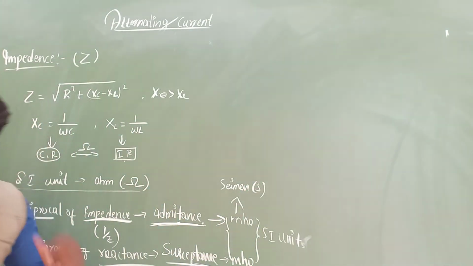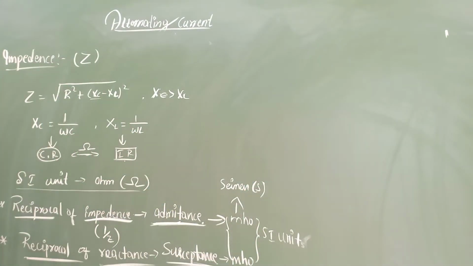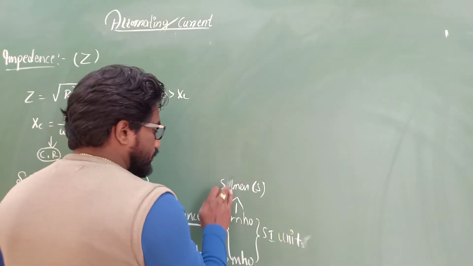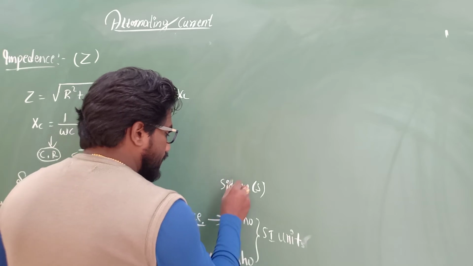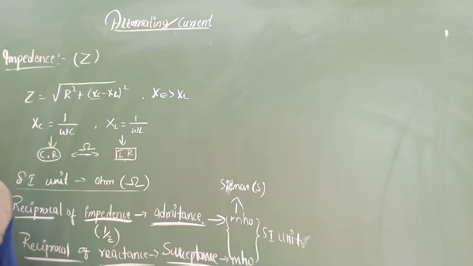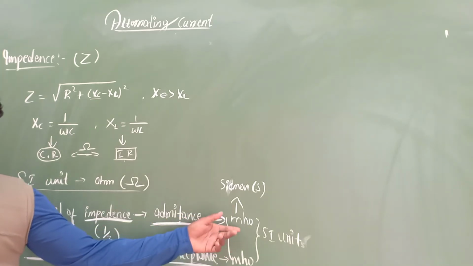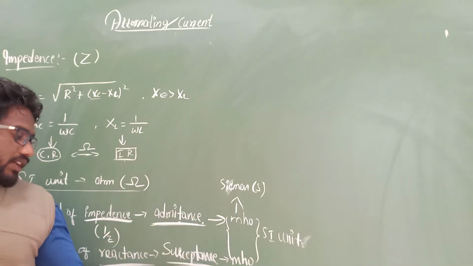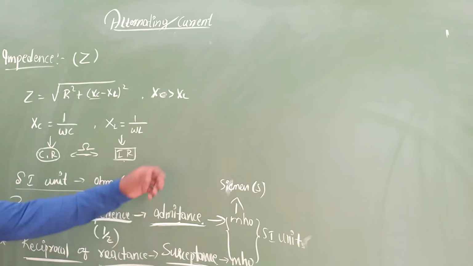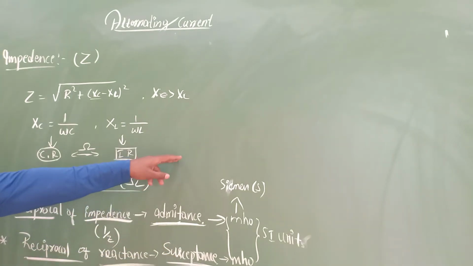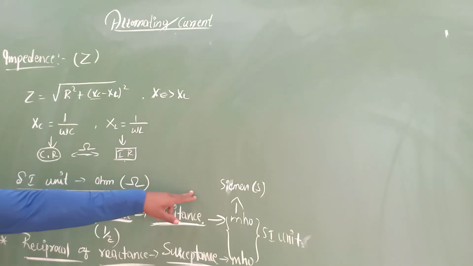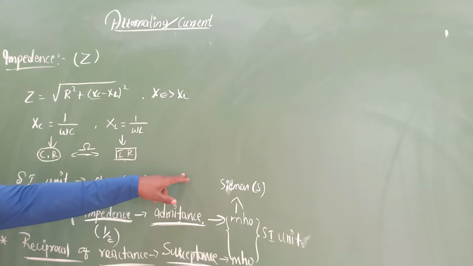Wait a minute, let me check the spelling. Siemens. So that will be the SI unit of admittance as well as susceptance. We can write it as mho, or else we can also write it as Siemens. Anything is fine, both are correct. There is nothing wrong in that.